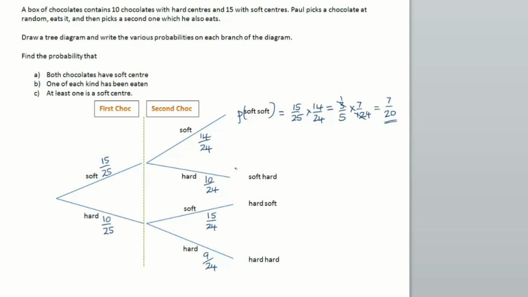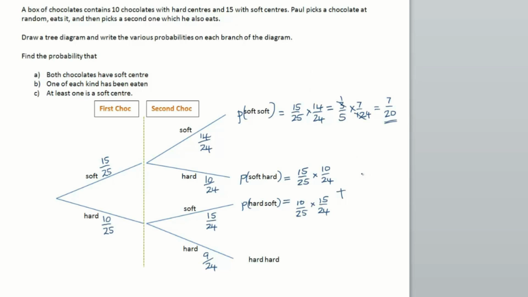One of each kind being eaten. Well, that's a soft sweet followed by a hard sweet. Alternatively, it's a hard sweet followed by a soft sweet. So again, it's going to be the sum of two mutually exclusive outcomes. 15/25 multiplied by 10/24, and this one is 10/25 multiplied by 15/24. You can see that the numbers on the top are just reversed. So to speed up, you can often just write one down, but then double it. So we need to add these two together. I could simplify both of those, but as I've said before, we need to add them, so I'm going to leave them as the same denominators.